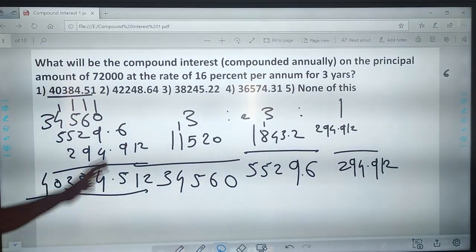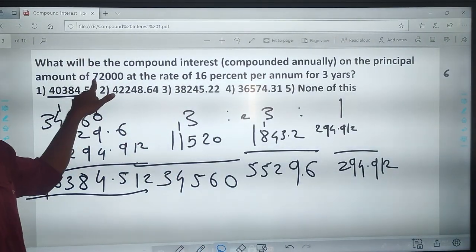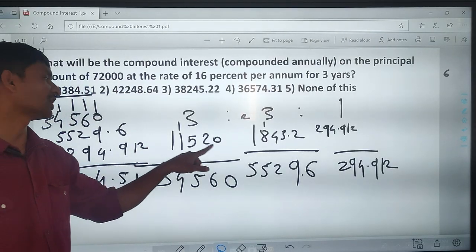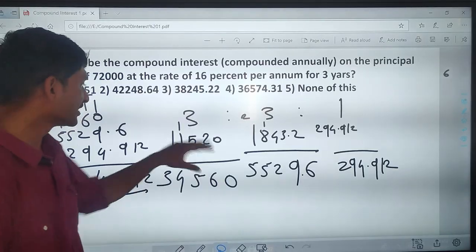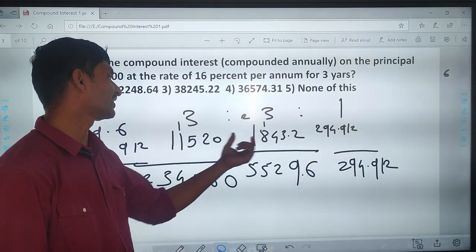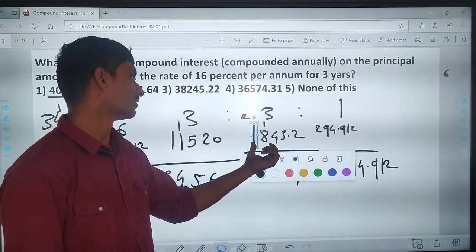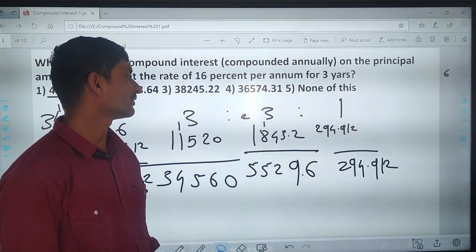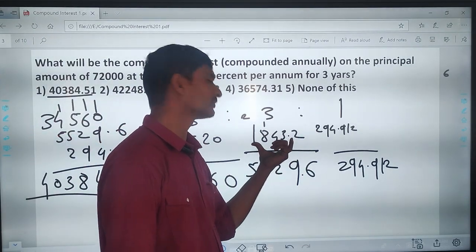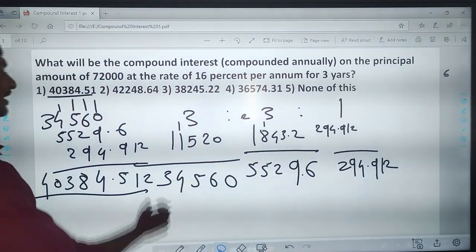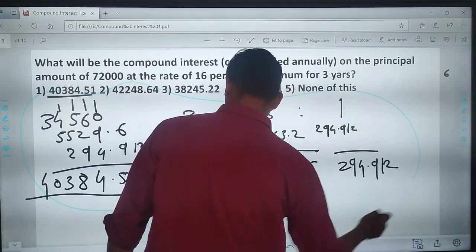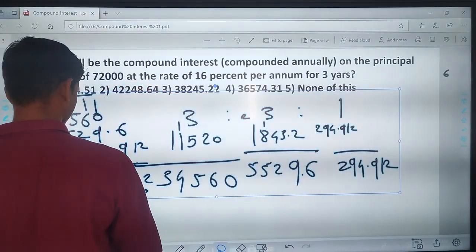Here we get 16% of 72,000, which is 11,520. After this we get 16% of 11,520, which is 1843.2, and we get 16% of this value. We take the multiplication and take the addition. That is your answer.